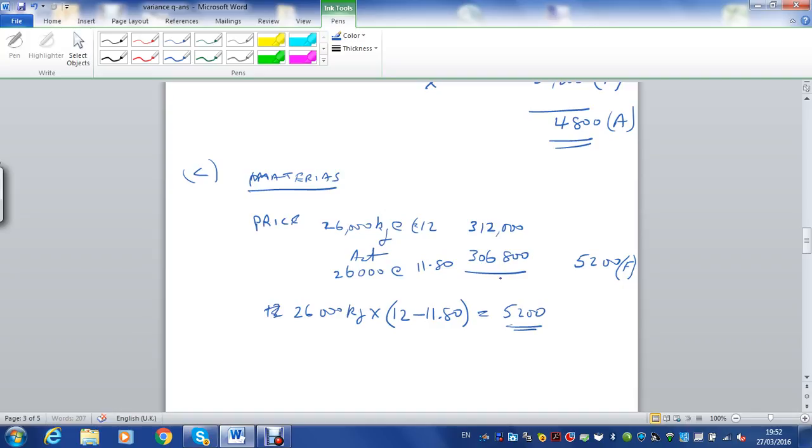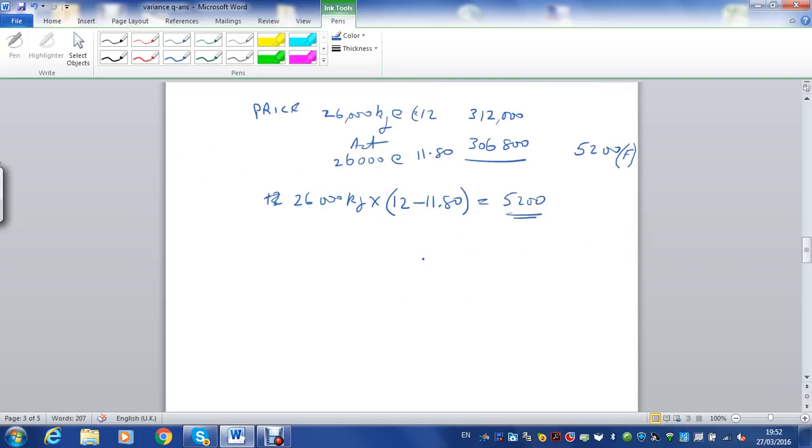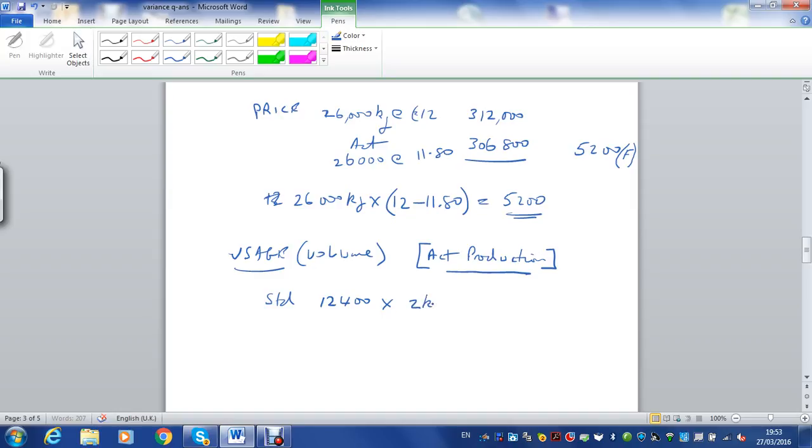See what's happening. Usage. Again, really, that's just volume. Now, the key for usage on all these variants, you base it on actual production. I cannot stress that more than I can. Actual production, or the standard, was 12,400 units, and each unit has a standard of 2 kilograms. So therefore it's 24,800.